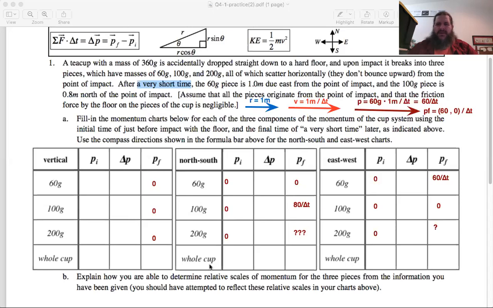I think that should be a good start. See if you can use that information to fill in all the rest of the momentum chart, because I think that's enough information to fill in the rest. Just be careful about which values you know are changing, which values you know are not changing. So try filling out the rest of that.